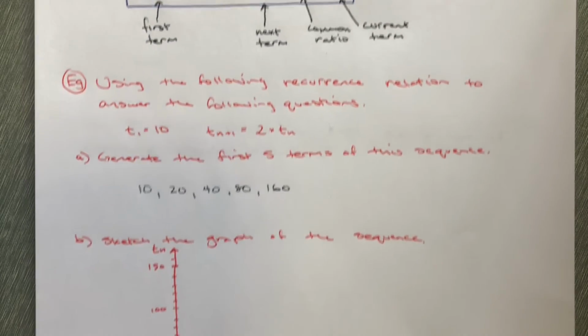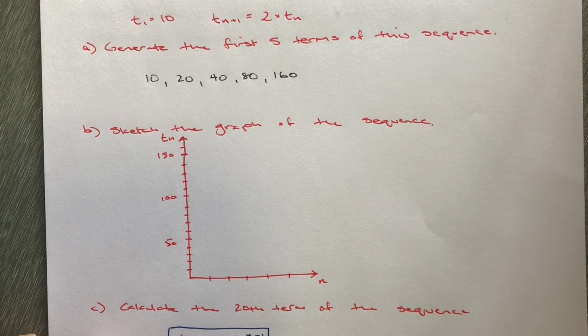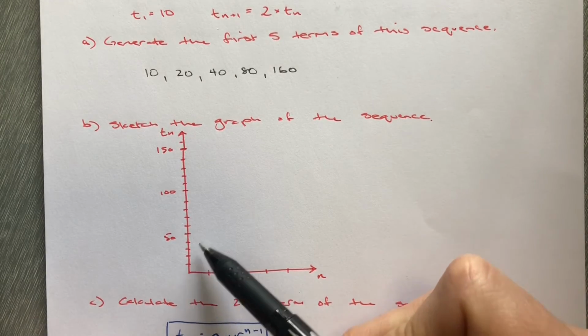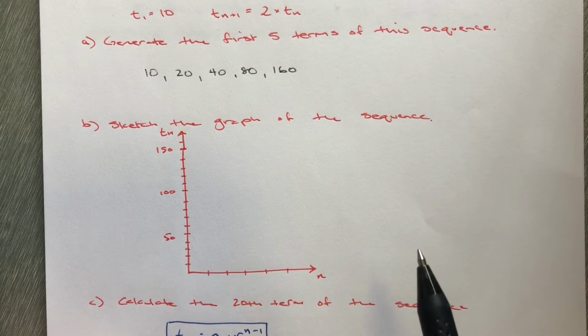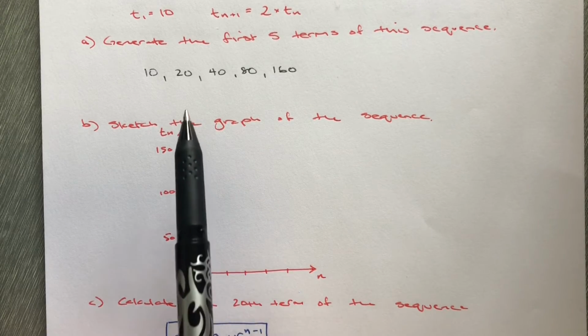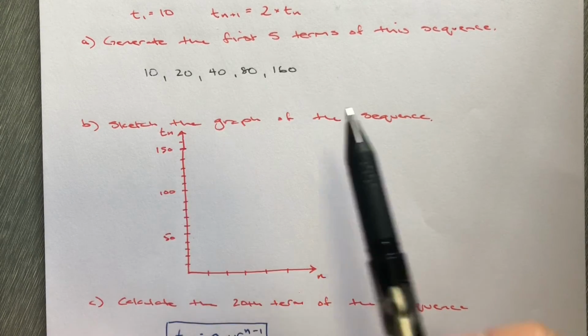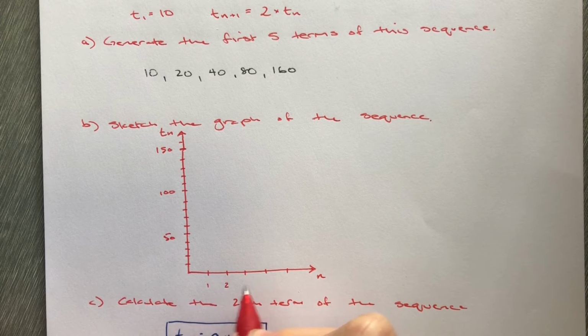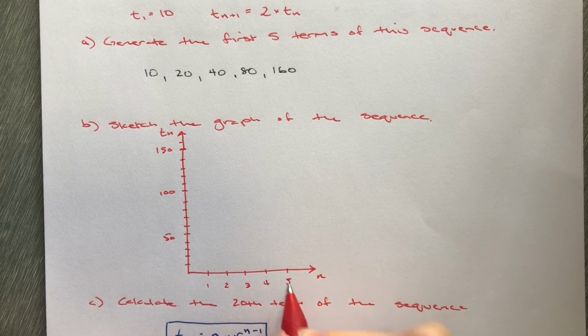All right, now let's move on to B, which is about sketching the graph of the sequence. Now with arithmetic sequences, we saw that they were linear, which is a straight line. We're going to sketch this sequence here, and we're going to see whether it's straight or not. Okay, so down here we should have term numbers 1, 2, 3, 4, and 5.